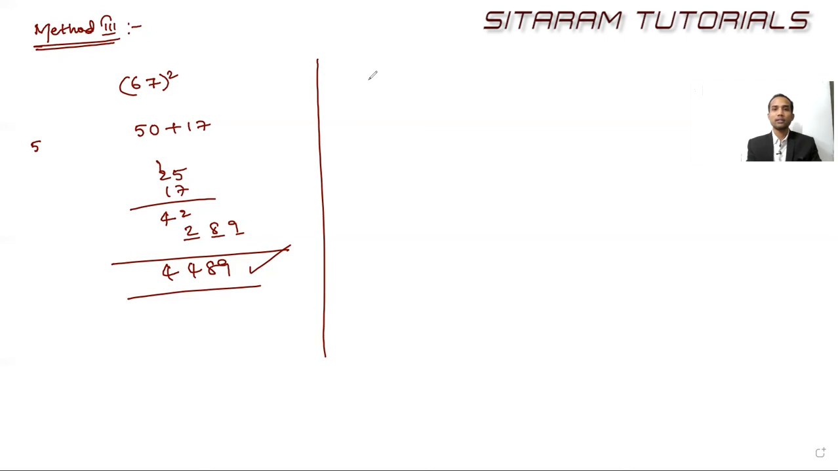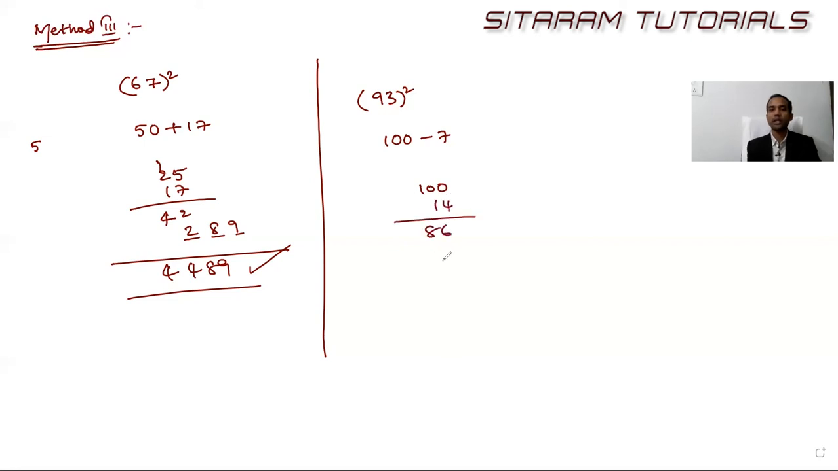All right. Next, take one more example. 93 whole square. Let us take. This is 7 less than 100. Take out 1 0, 10. 10 whole square is 100. And 2 is the key number here. 2 7s are 14. 14 should be subtracted from this. Then this will be 86 and 049. Right? So 8649. This is the answer.